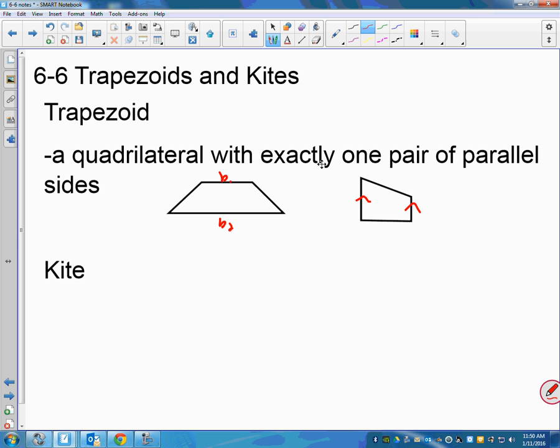Probably kite is maybe the least popular quadrilateral. But what do you think a kite is? It looks like a kite, right? So if you drew a kite, it looks the same every time. Alright, that looks like a kite, right? What do you think the math definition of a kite is?